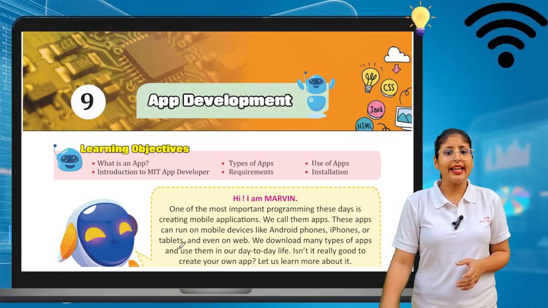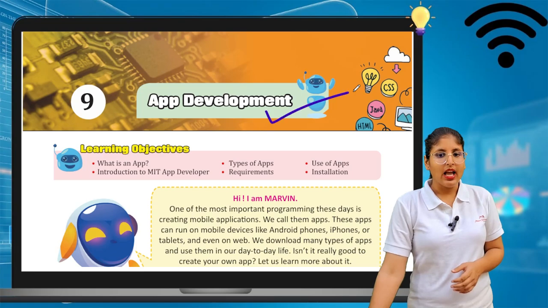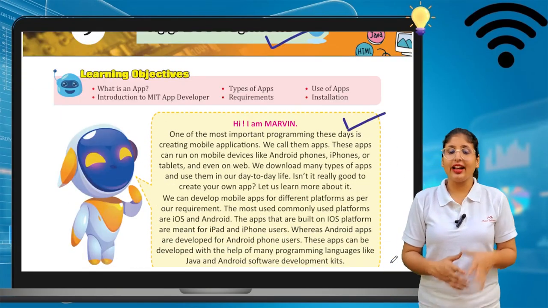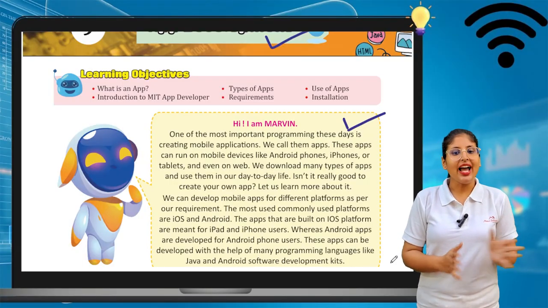So chapter number 9, app development, is the chapter name. First you have to meet your friend. This is your friend that comes in every chapter. So hi, I am Marvin.